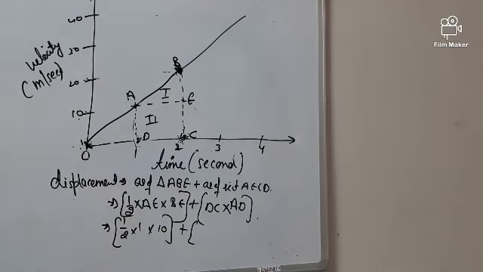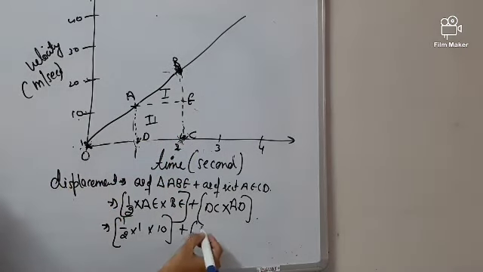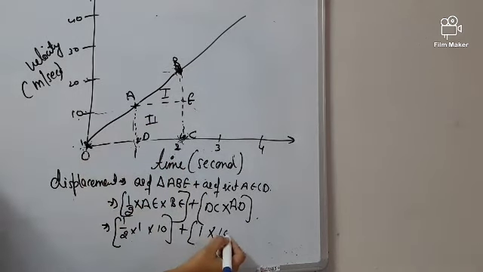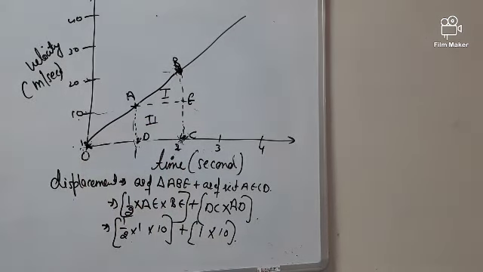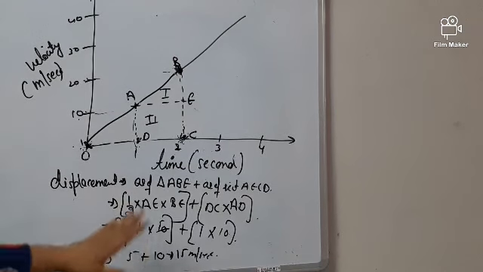Plus DC goes from 1 to 2. 2 minus 1 is 1. Multiply by AD goes from 0 to 10. So 10 minus 0 is 10. Now solve it. Half into 1 into 10 is 5. So this will be 5 plus 10. So 15 meter per second square. See, when I use the formula of trapezium, that time also the answer is the same, 15 meter per second square. This way also the answer will be the same. Fine. So whatever you find easy, you can do that.